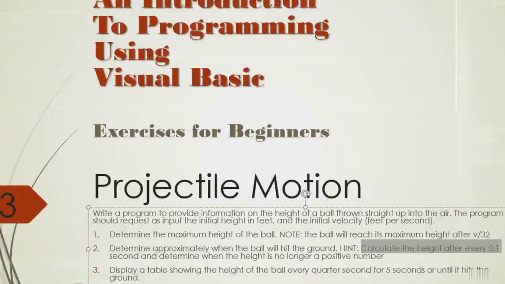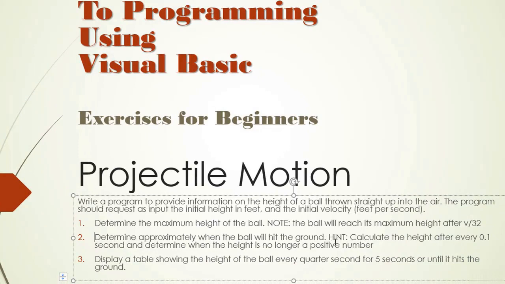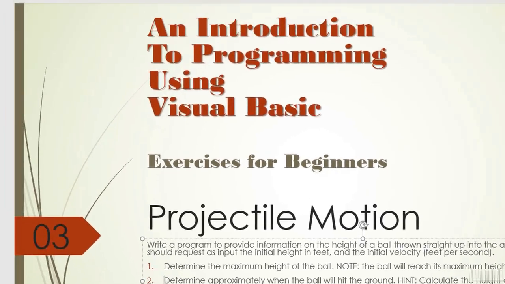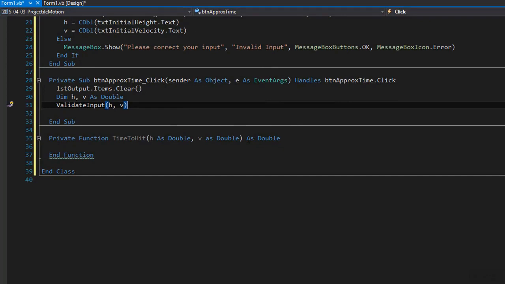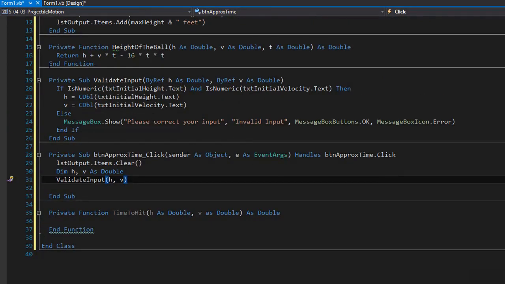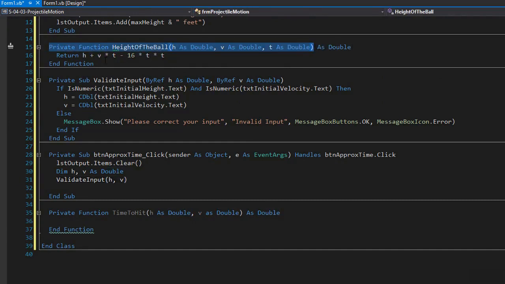If you look at the assignment, to determine approximately when the ball hits the ground, we should calculate the height after every 0.1 second and determine when the height is no longer a positive number. In other words, we are going to be looping while the ball is in the air by checking the height of the ball function, and if the return value from this function is greater than 0, we'll keep looping, and when it hits less than 0, we'll exit the loop and return the time that accumulated within the loop. So we are going to declare a variable for the time, and the initial value will be 0.